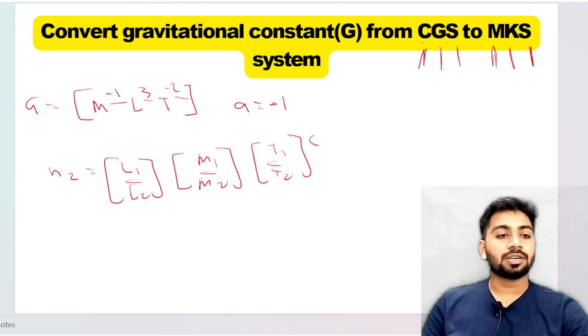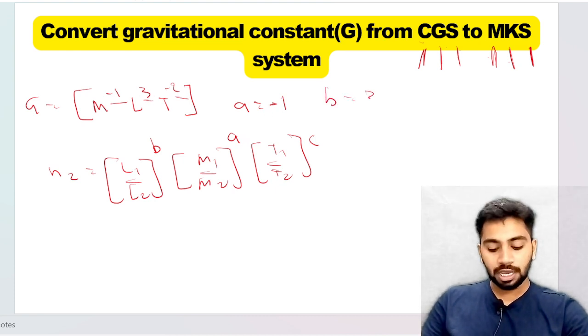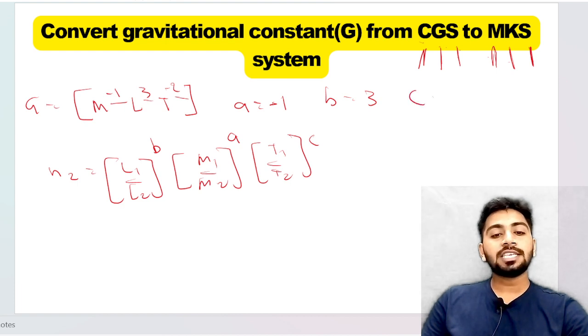M always comes first. Remember, M always comes first. A is equal to minus 1. B is equal to 3. C is equal to minus 2.